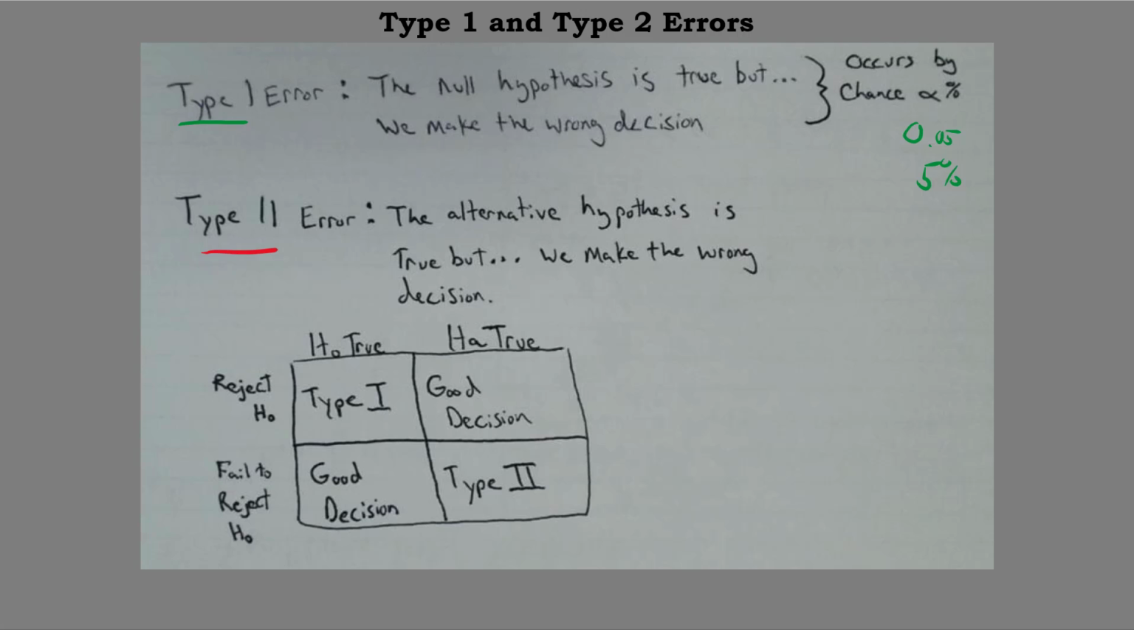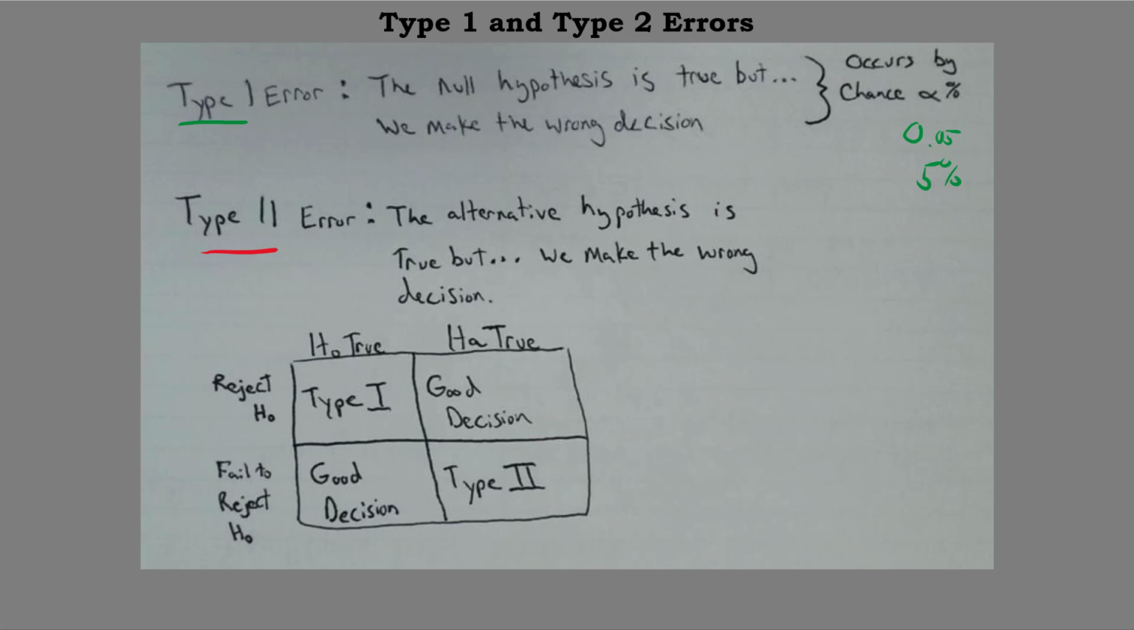So for a type 2 error, this is saying that the alternative hypothesis, your HA, is true, but you made the wrong decision. Again, that could be due to calculation error, data fed to you improperly, things of that type would cause these types of errors.